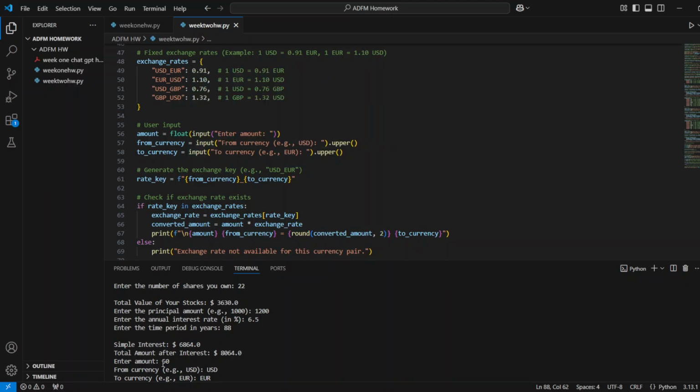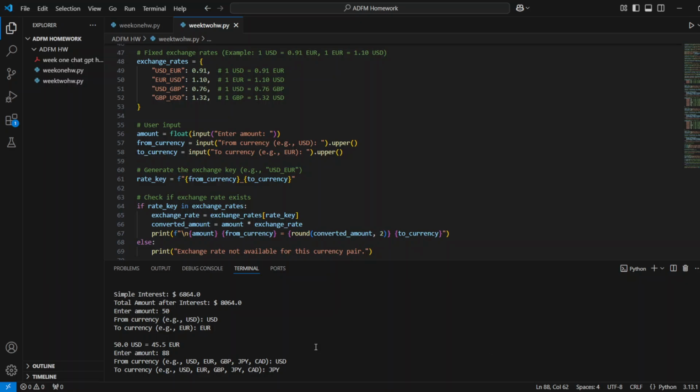And so the amount I wanted to put in was 50 US dollars. I wanted to swap it to euros, which came from this, and it would give me the US dollars to euros, 50 US dollars to 45.5 euros. That was the exchange.